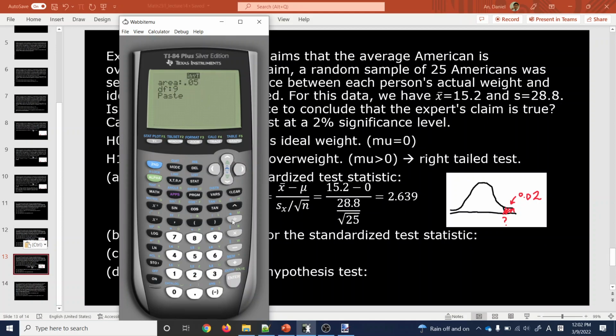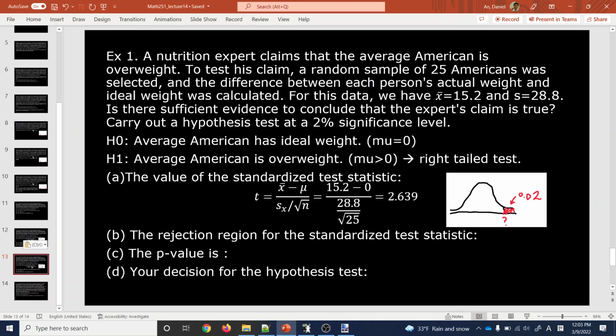Oh, but wait. For the area, first it's the 98th percentile, so we put 0.98 there. But wait, what's our degrees of freedom? 24. Why? 25 minus 1. Since the sample size is 25, we put degrees of freedom as 24. Then we are going to paste it, and that gives us 2.1715, 2.171.